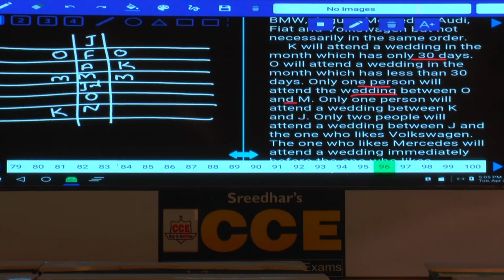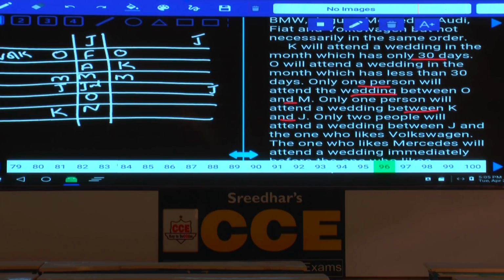Only one person will attend a wedding between K and J. Between K and J there must be exactly one person. In the second case J will be here, but as in the first case J can be either in the month of July or in the month of Jan. There are 2 possibilities. And only 2 people will attend a wedding between J and the one who likes Volkswagen. J and the one who likes Volkswagen, there must be only 2 people. Hence in the second case, the one who likes Volkswagen must be at this place. Are you following this one or not?